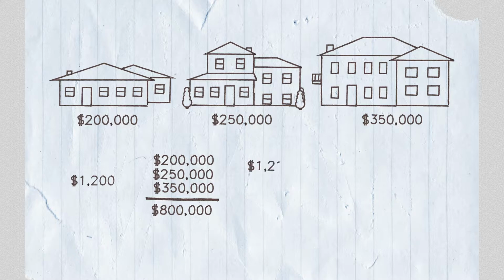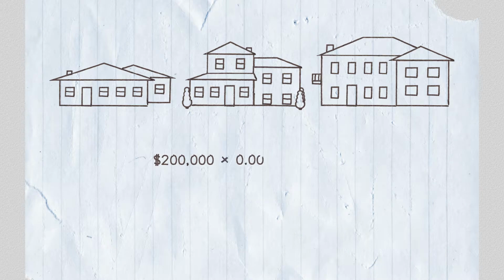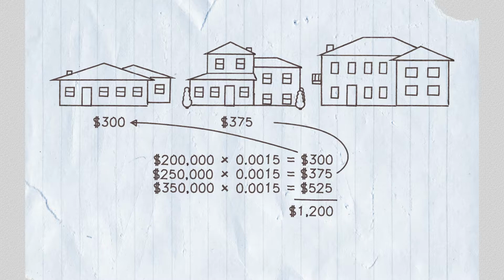To calculate the tax rate, you divide the cost to provide services by the total assessed value of all the properties in the town. This establishes a tax rate. Now, to calculate how much tax each home pays, we multiply the tax rate by the assessment. As you can see, the first house would pay $300, the second home would pay $375, and the highest valued home would pay $525. Let's summarize what we've covered so far.